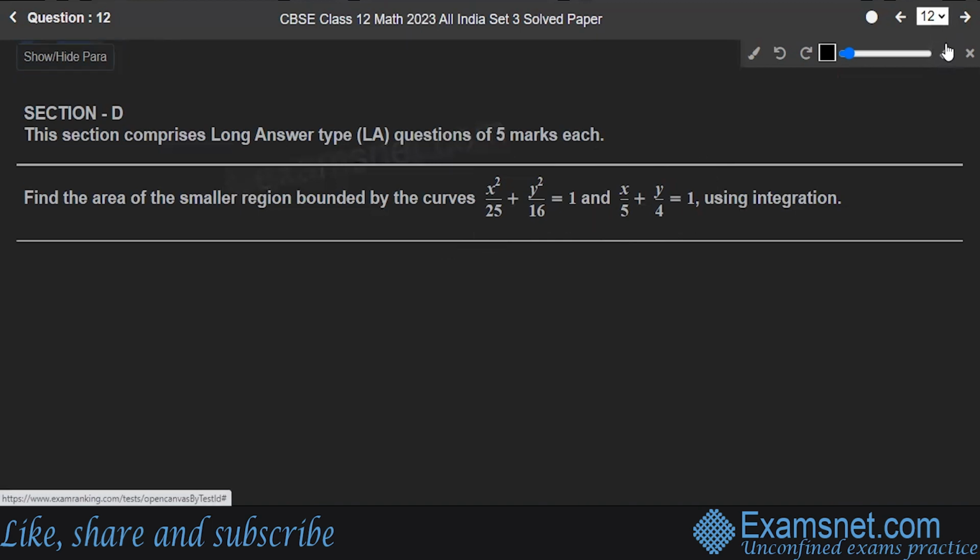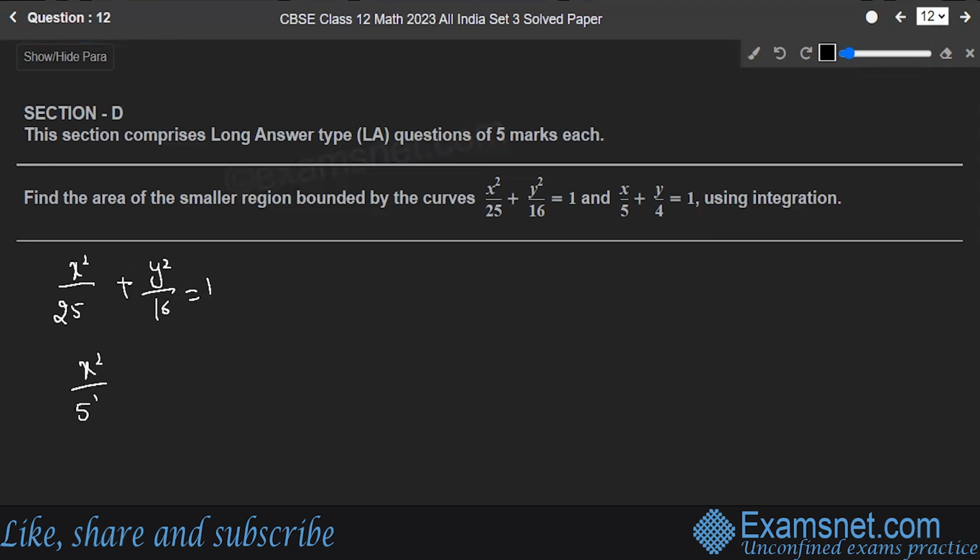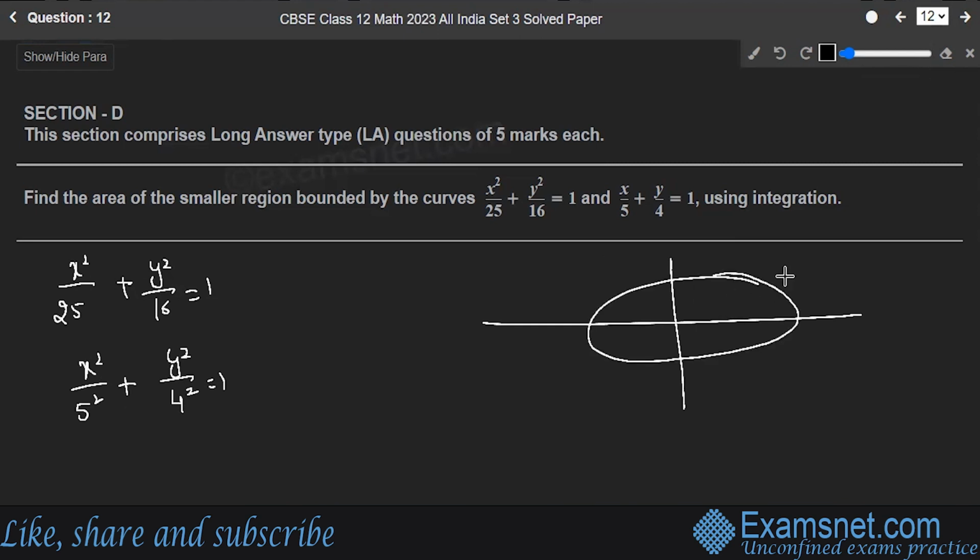First one is a curve. This is x square upon 25, y square upon 16 is equal to 1, or this is x square upon 5 square, y square upon 4 square, this is equal to 1. Let's plot that. This is an ellipse. So here it is. This is x square upon 25, y square upon 16 is equal to 1.